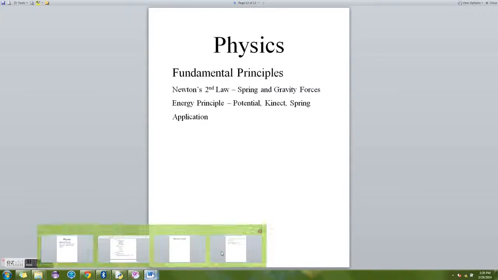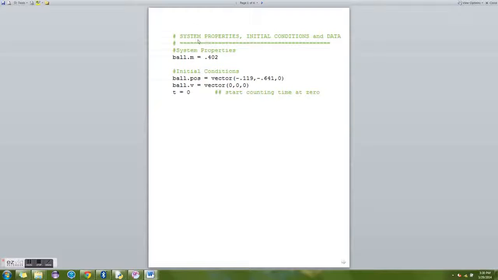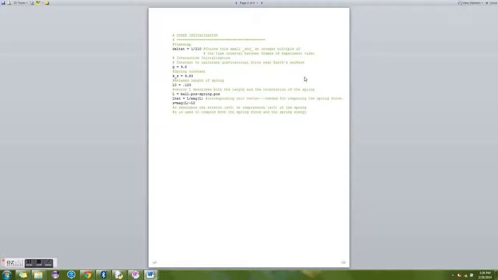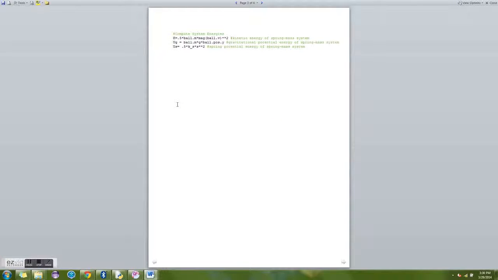So, the code. Of course, we start off with our initial mass, position, velocity, and time according to Tracker. And here we start off with some more constants: delta t, small in relation to the total time, our gravity constant, our spring constant, the relaxed length of the spring at 0.123 meters, and our L, which is the total length of the spring at that time, L hat, a unit vector in the direction of that spring, and S, the distance by which the spring is stretched at that given time.